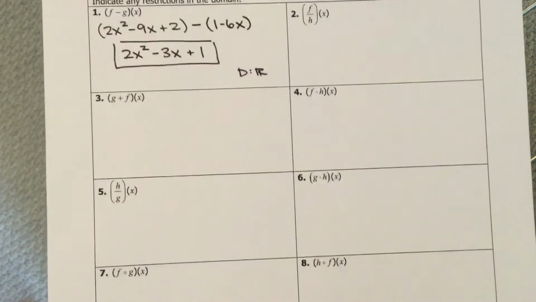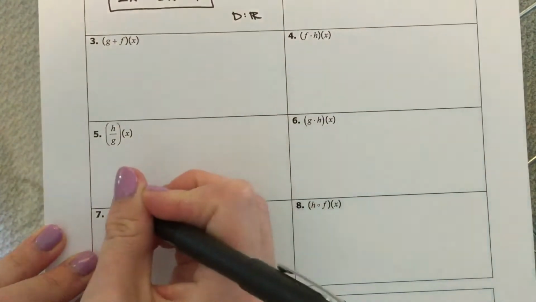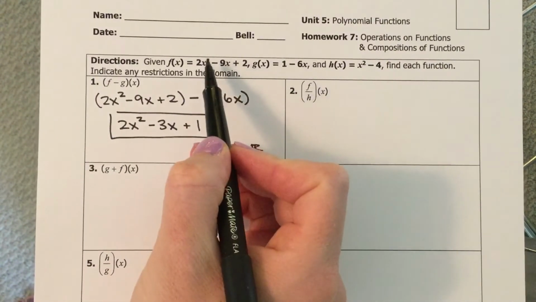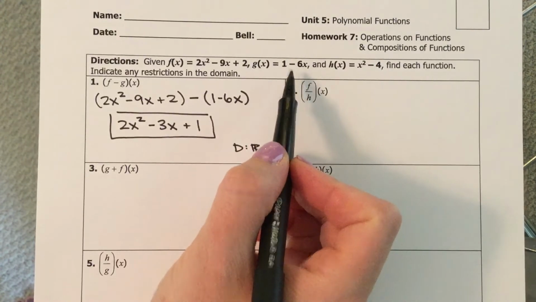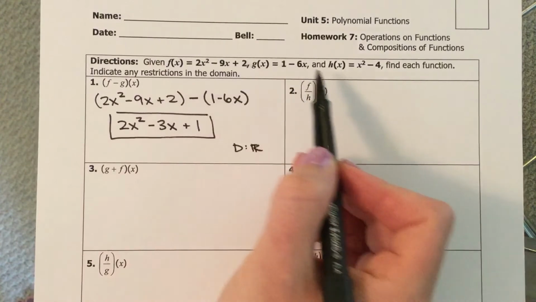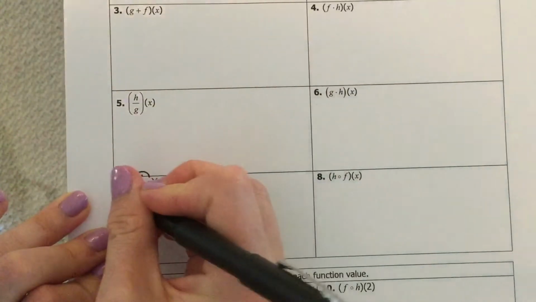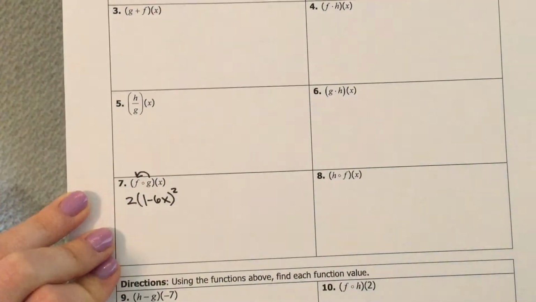All right, let's do number 7. Number 7 is f composed with g. So remember that means you're taking function g and you're plugging it into function f. So basically, I have my function f, but in place of any x that pops up, you're going to put this entire function. Instead of this x and instead of this x, I'm going to replace those x's with 1 minus 6x. All right, so 2x squared becomes 2 times 1 minus 6x squared.